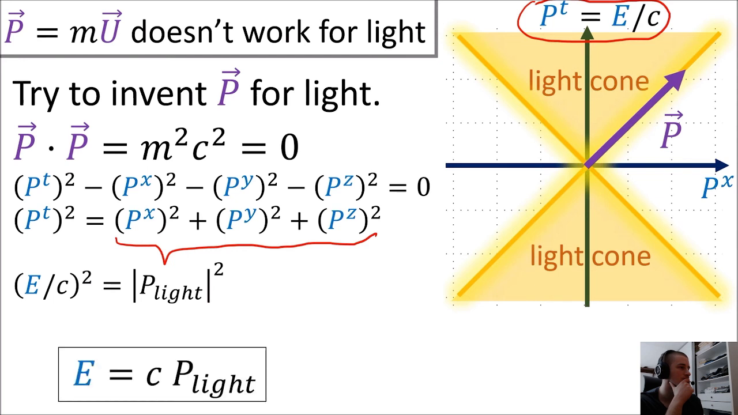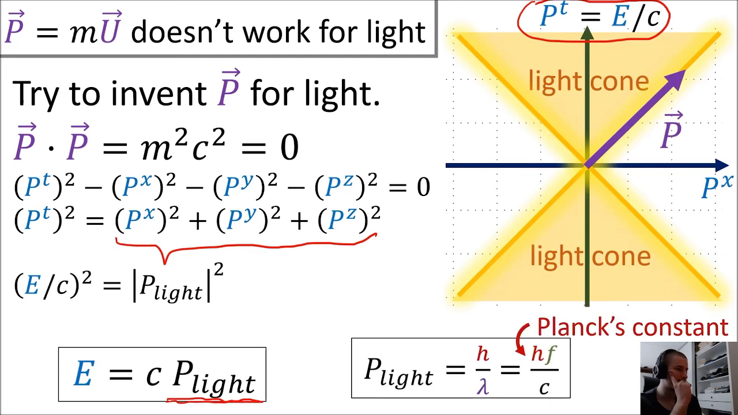So for light, which is massless, the energy of light comes from its momentum, not its mass. And if you know some quantum mechanics, you'll know that light's momentum is related to its frequency, where higher frequencies give higher momentum and energy. So we've managed to define the 4 momentum both for massive objects and massless objects like light.